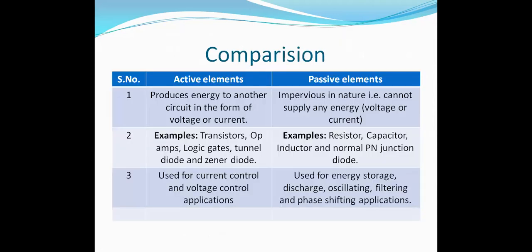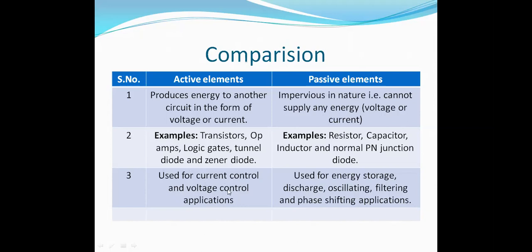And next, the comparison between these two. Active elements produce energy for another circuit in the form of voltage or current. Passive elements are impervious in nature, that is, they cannot supply any energy, that is voltage or current. Instead, they can absorb the energy or store the energy. Examples of active elements are transistors, voltage sources, current sources, and generators. All these come under the active elements. Passive elements are resistors, capacitors, inductors, and transformers.